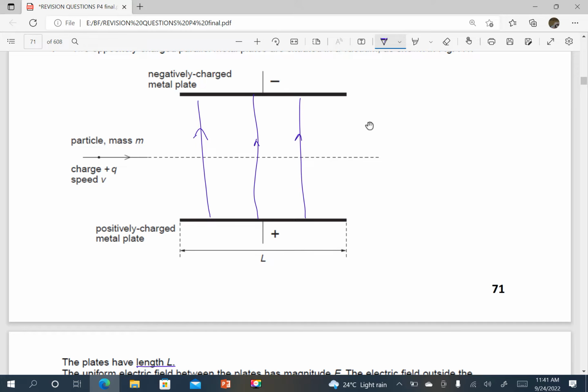So because it is a positively charged particle, it experiences a force in the field towards the top plate. So the path will be parabolic. The path of the particle will be parabolic towards the top plate. A smooth curve towards the top plate. And when it emerges, it must be a straight line.